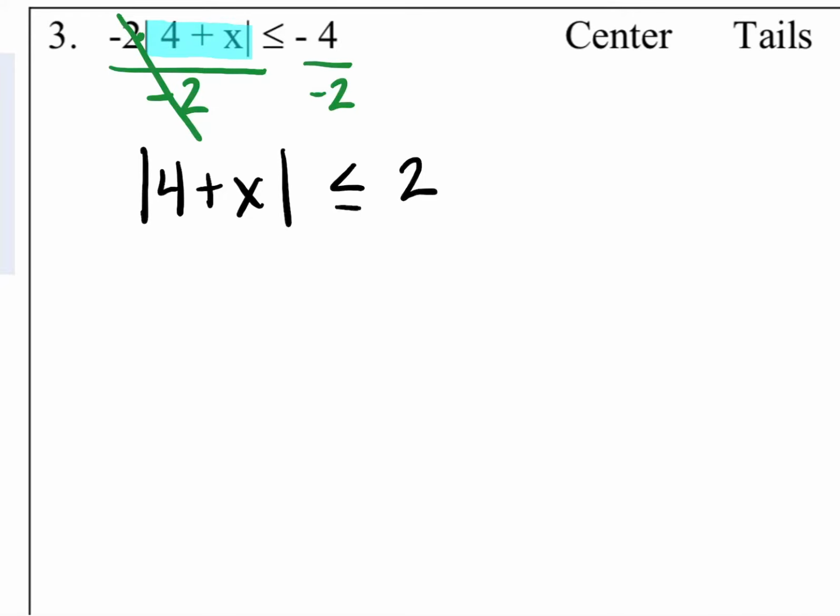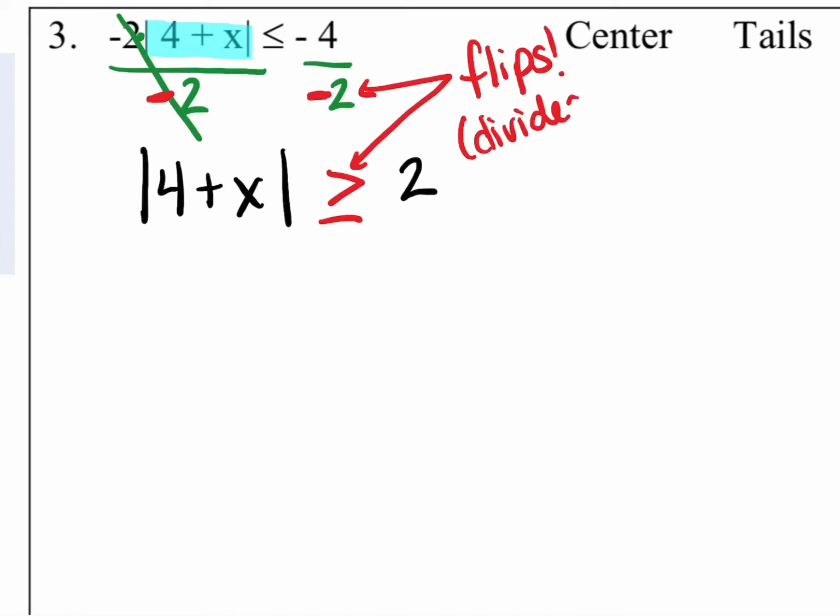However, notice here I divided by a negative number. And if we remember back to topic 7, when you divide by a negative number, what happens to our inequality? It flips. So instead of less than or equal to, this is going to change to greater than or equal to because we divided by a negative number. And remember, this can happen when you multiply by a negative number or when you divide by a negative number. Now we're left with the absolute value of 4 plus x is greater than or equal to 2.